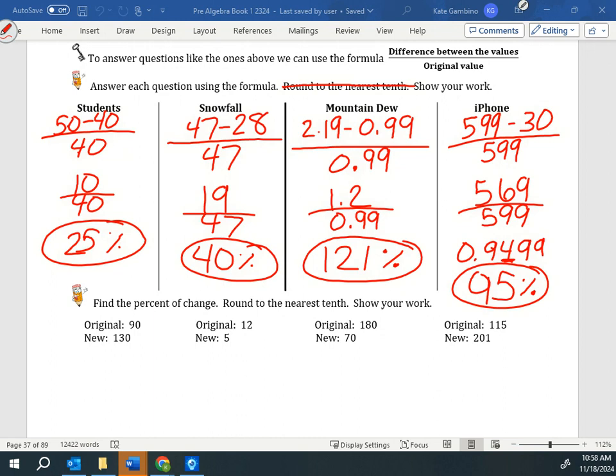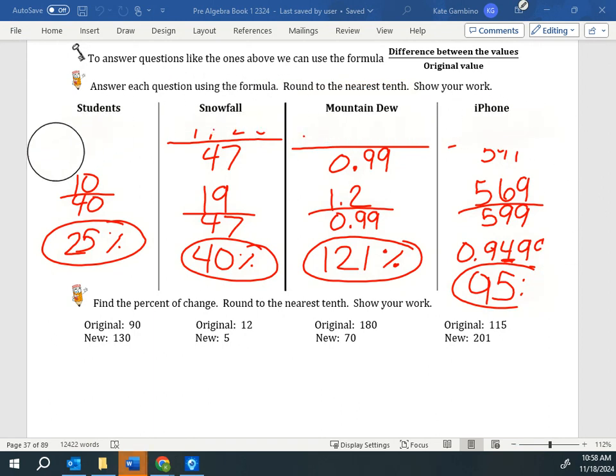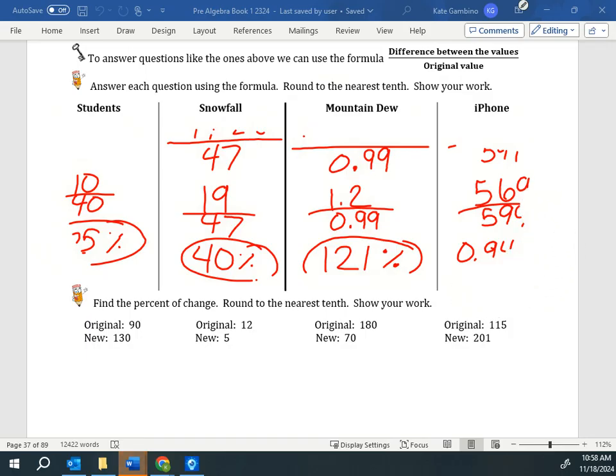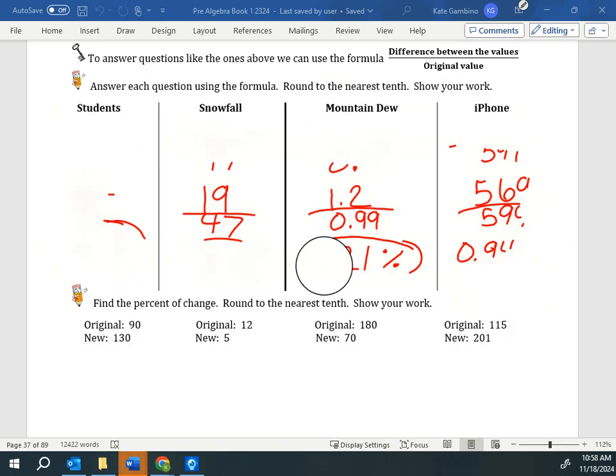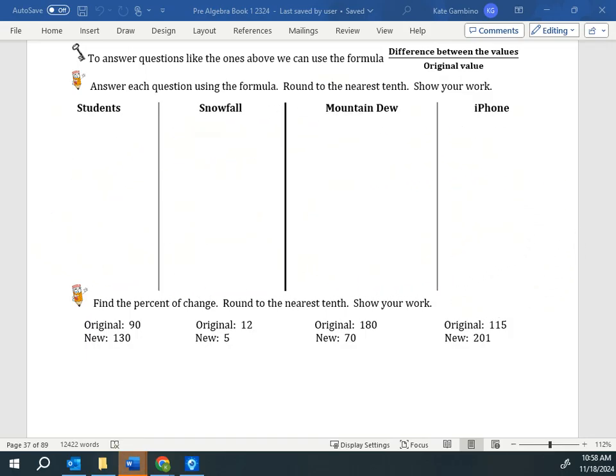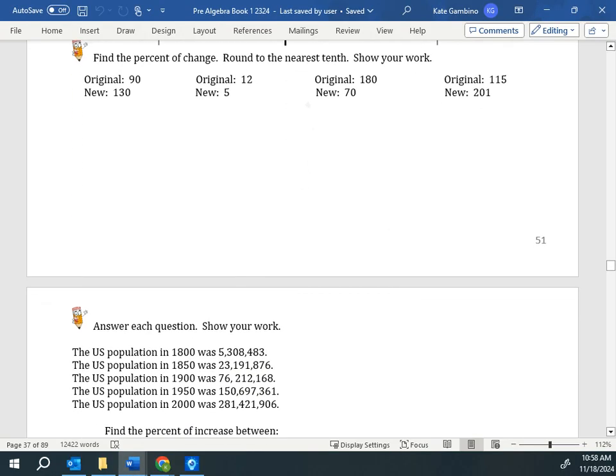Are we understanding how to use the formula? Let's do a couple. Let's do this first one together so we know how to finish this page, and then we're going to look at our second page. Let me scroll up. The bottom here, it's pretty basic, right? They're giving us the original amount and the new amount.